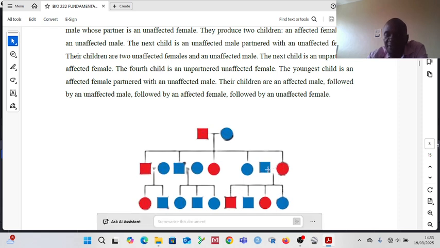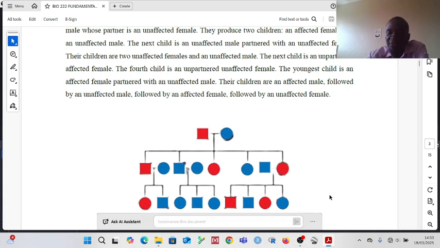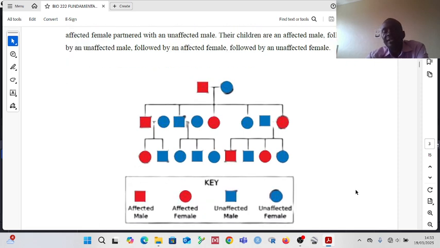So the offspring of these 2, a male who is not affected and a female who is affected, brought forth 4 children. The first one is a male who is affected, just like the grandfather. The second one is a male who is not affected. The third one is a female who is affected. The fourth one is a female who is not affected, just like the grandmother. So that is a pedigree.